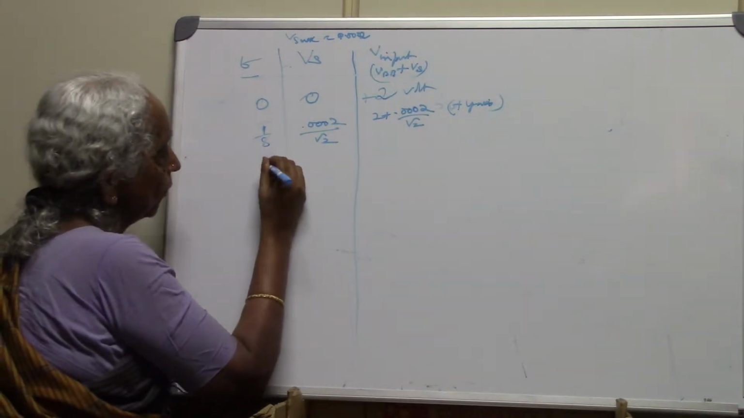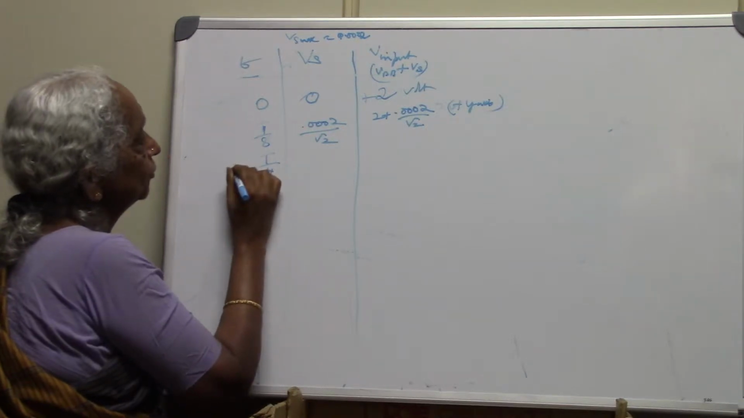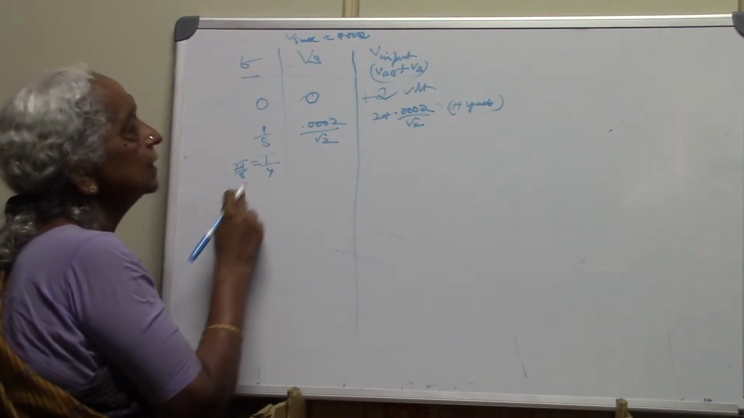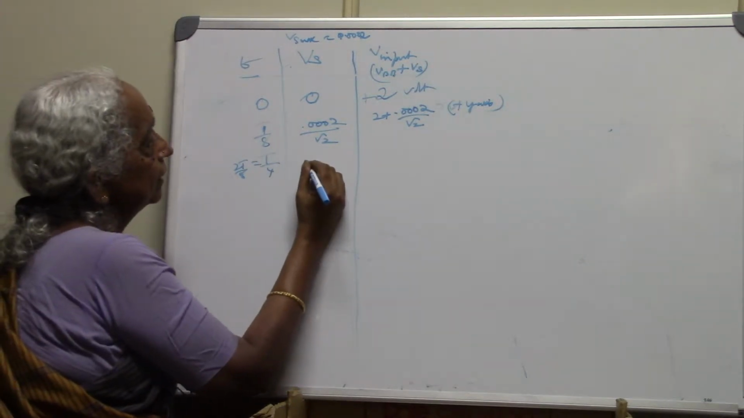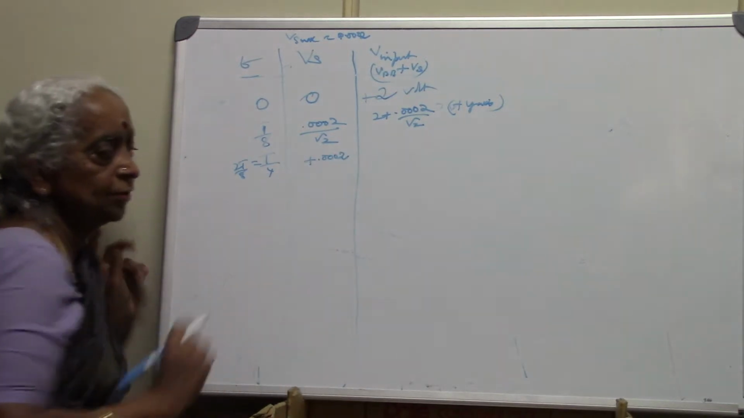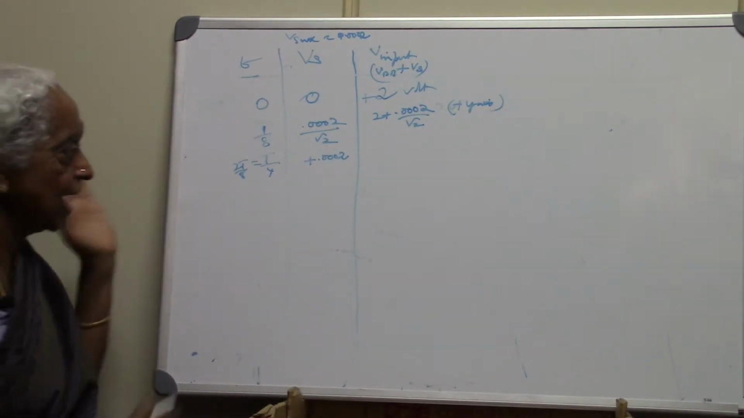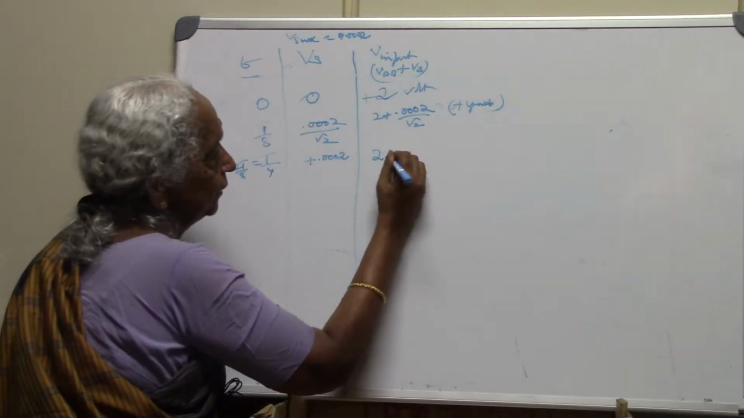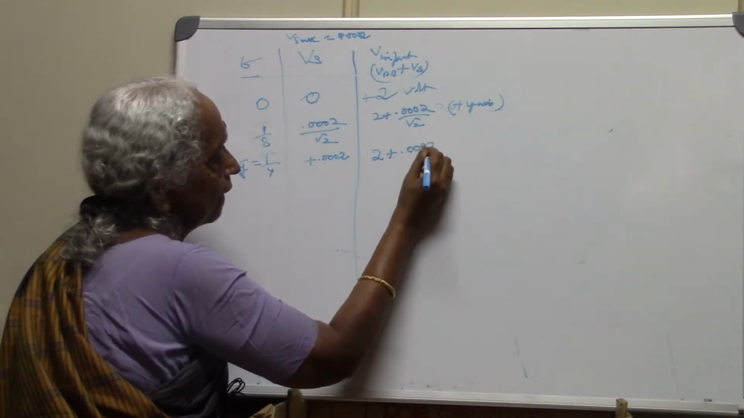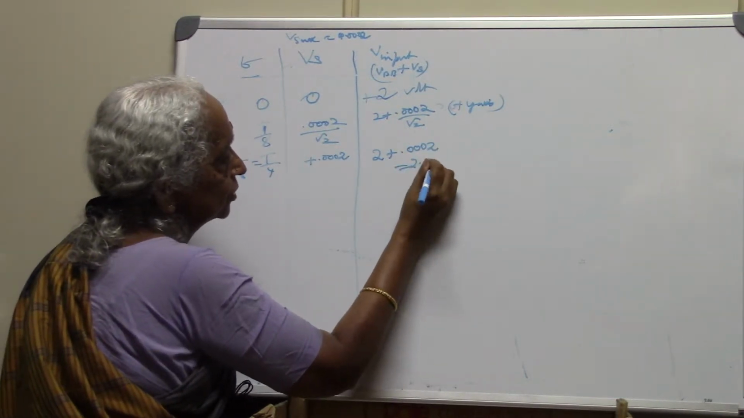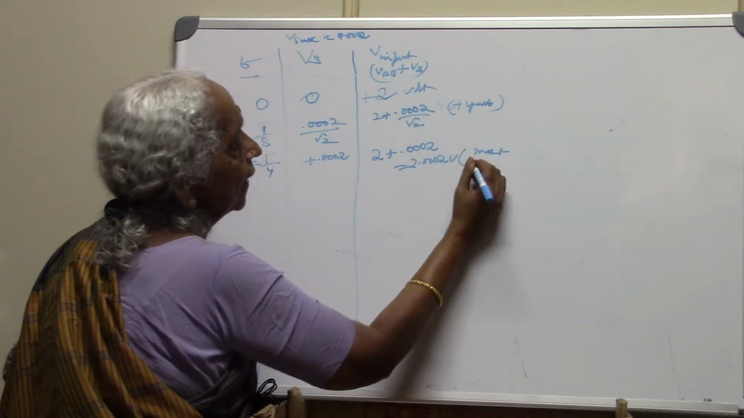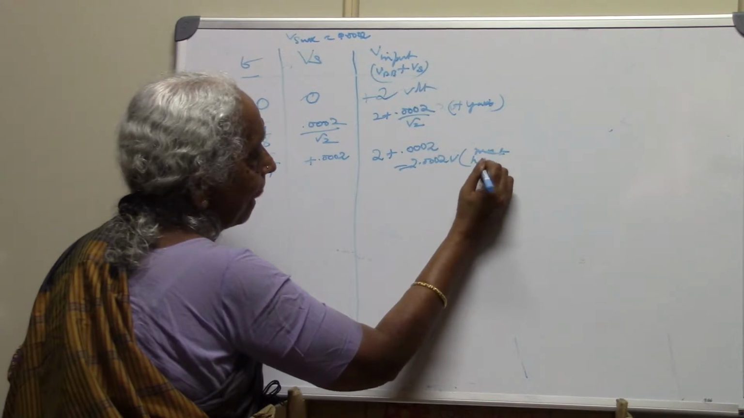Then T by 4, which is equal to 2T by 8. This is 1T by 8, this is 2T by 8. This will be plus 0.0002. No root 2 will come here. It is the full amplitude value. So this will be 2 plus 0.0002 equal to 2.0002 volt. Most highest point on the y-axis.